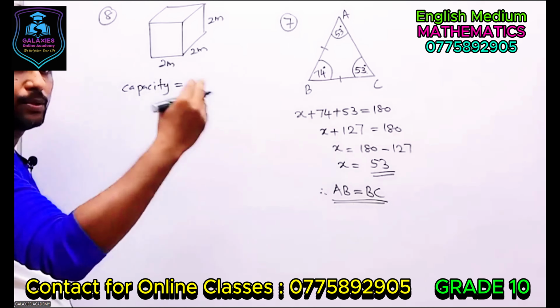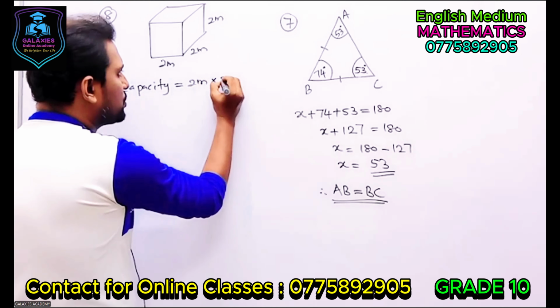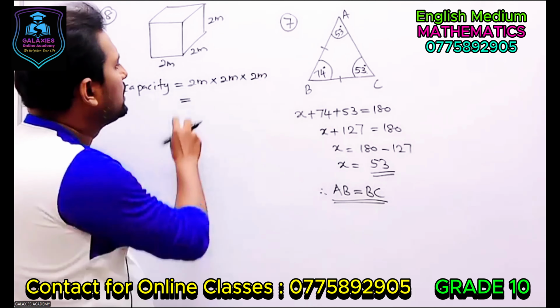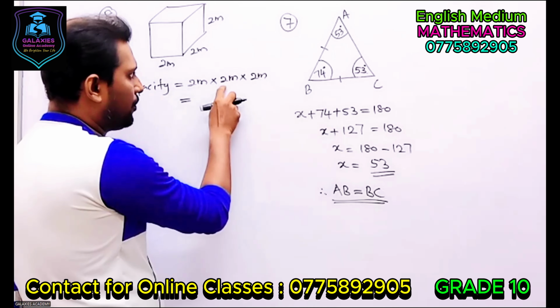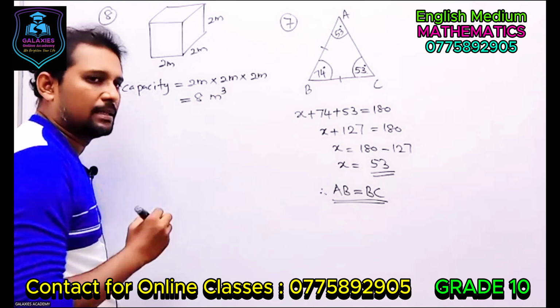I will find the capacity, length into breadth into height. Length is 2 meters. Also breadth and height are equal, no? Because of the cubic shape. So 2 times 2, 4. 4 times 2, 8. 8 cubic meters.